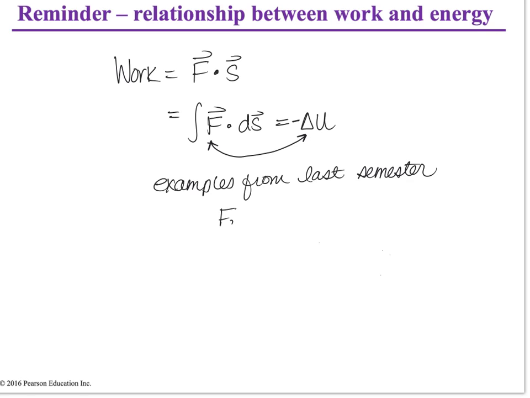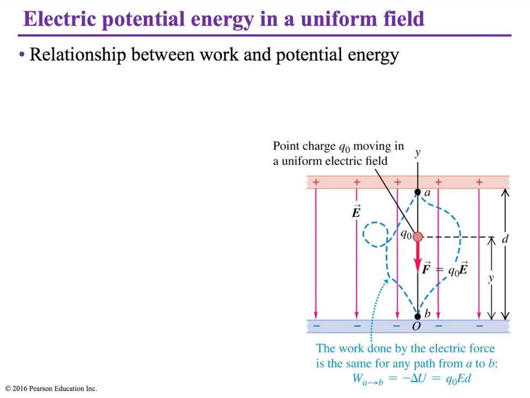We talked about the force of gravity and the potential energy due to gravity, which was mgh. We also talked about the elastic force of a spring and the potential energy due to the elastic force, which was 1/2 kx squared. So these were some examples that we did last semester. We're still looking at that relationship between work and change in potential energy. And in the pre-lecture video, we went through that derivation.